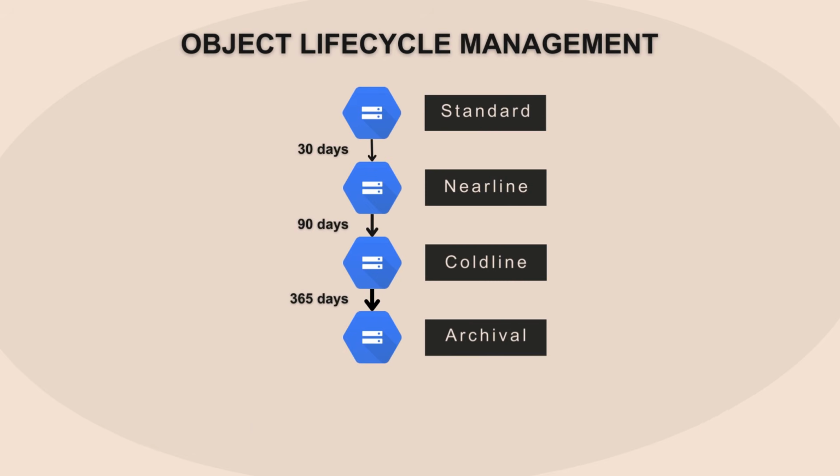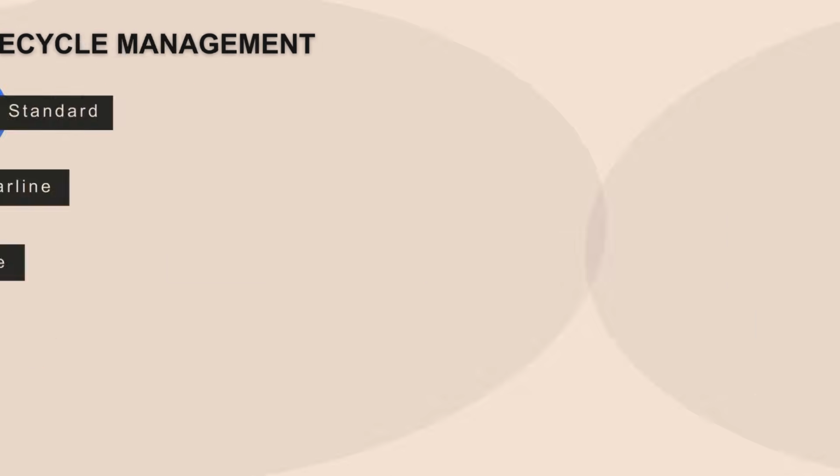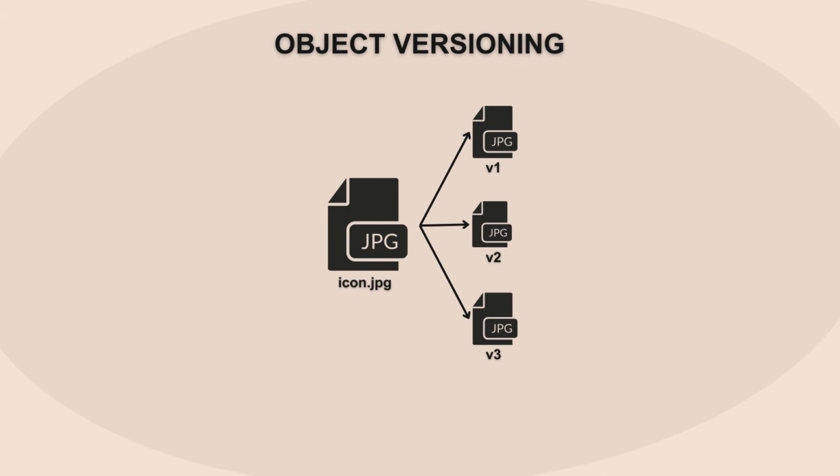Object Lifecycle management is about cost efficiency. It ensures that your data is stored in the most economical way by automatically moving it to lower cost classes as it ages or becomes less frequently accessed. Object versioning is a protection for your data, keeping it intact across its evolution and changes. This feature is indispensable for critical data that requires a fail-safe against human error or corruption.